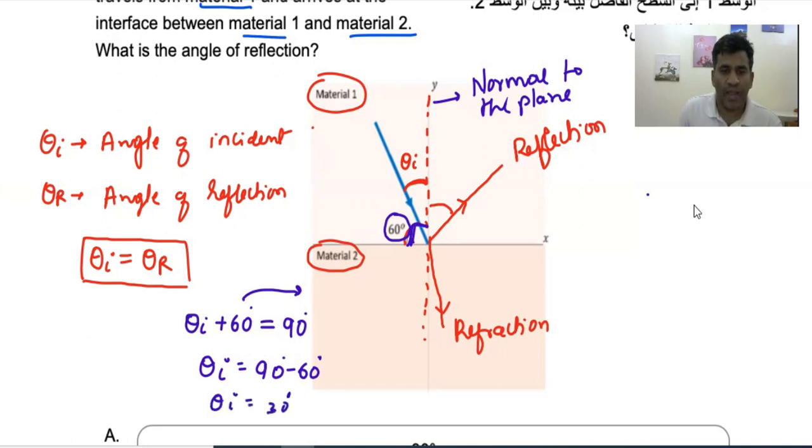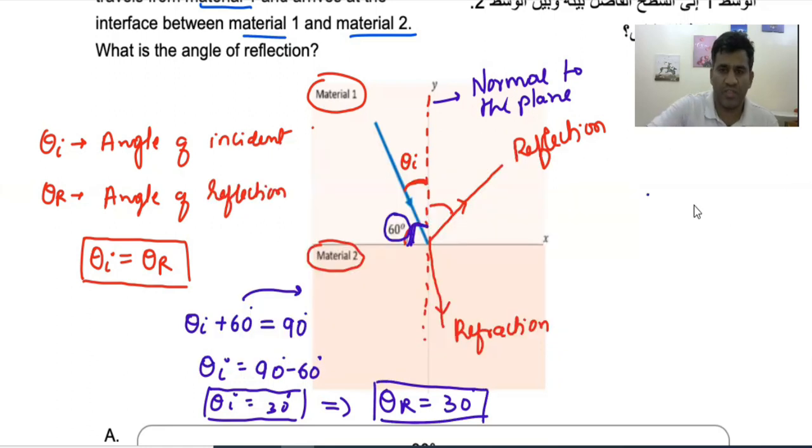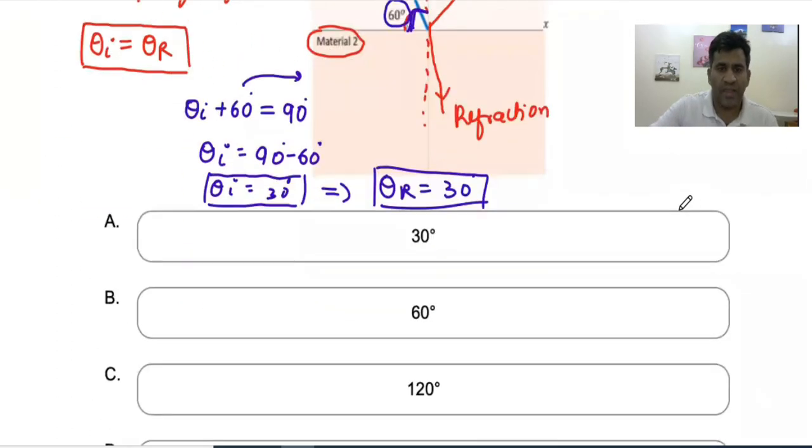And I told you the angle of incidence is the same as the angle of reflection. So I can conclude that the angle of reflection is also equal to 30 degrees. This is the angle of reflection here, and this is the answer choice given to us. A is the right answer, because the angle of reflection we got is 30 degrees.